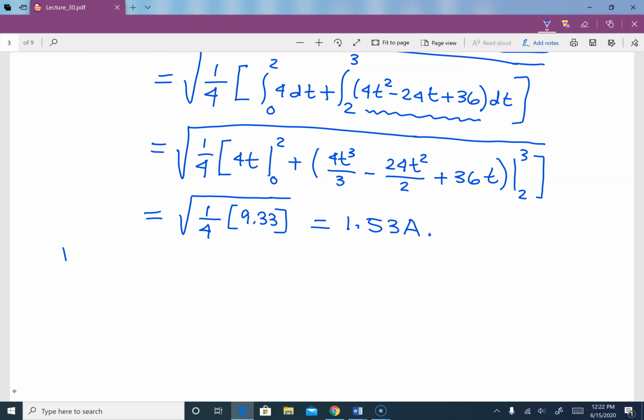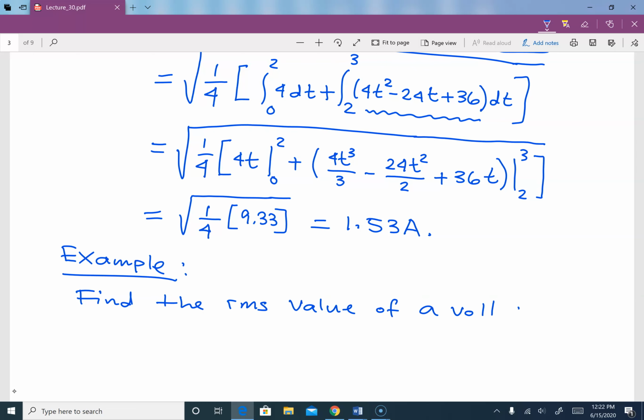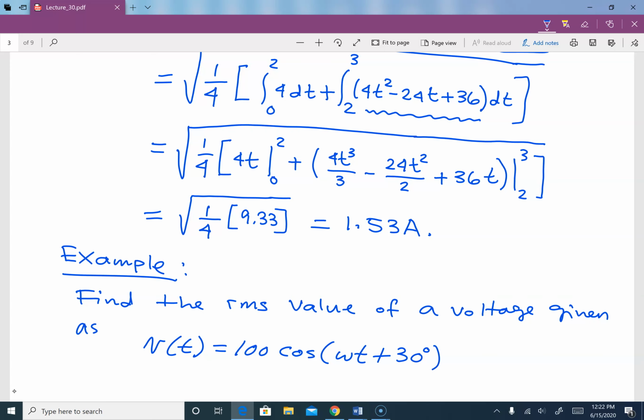Here is another example. Find the RMS value of a voltage given as v(t) is equal to 100 cosine(omega t plus 30 degrees). That is in volts.